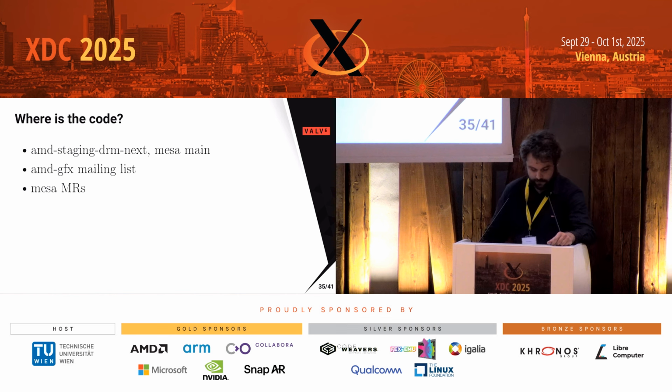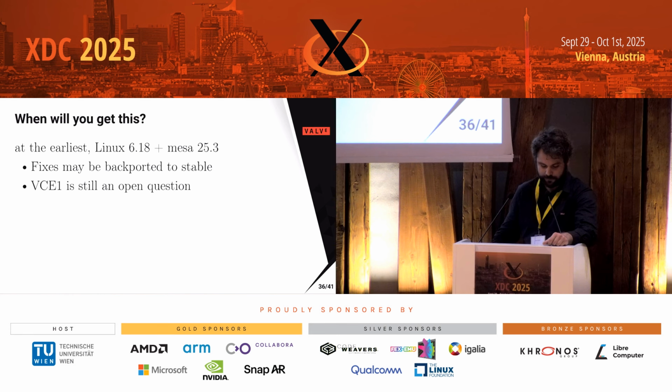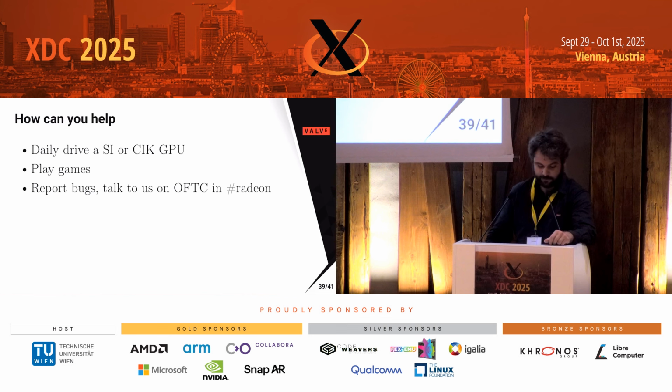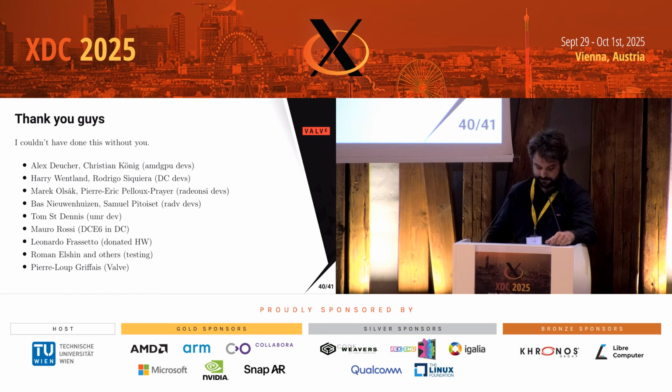Anyway, most of the code has been accepted. There is still some code on the mailing lists or MRs, and hopefully it will make it into Linux 6.18 and the next Mesa release. We still need to find some solution for VCE1 if we want to enable it by default. So basically that's it. If you want to help and you have an old GPU, just play with it and report whatever issues you find on it.